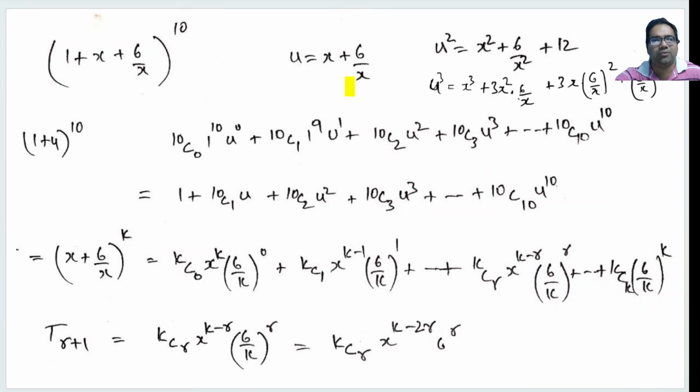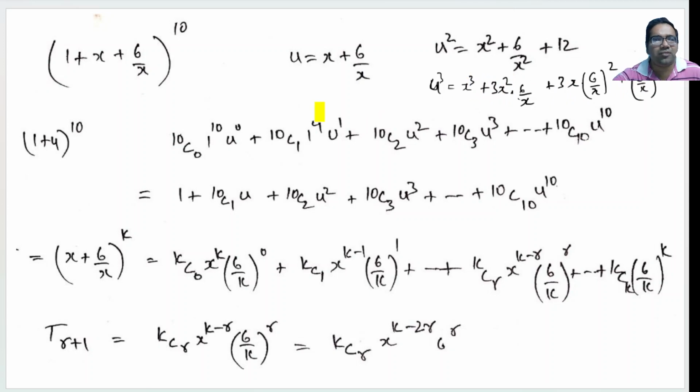For example, what is u^3? (x + 6/x)^3 is x^3 + 3x^2 into 6/x + 3x into (6/x)^2 + (6/x)^3. Obviously, there is no independent term. There is no term independent of x in the expansion of u^3.